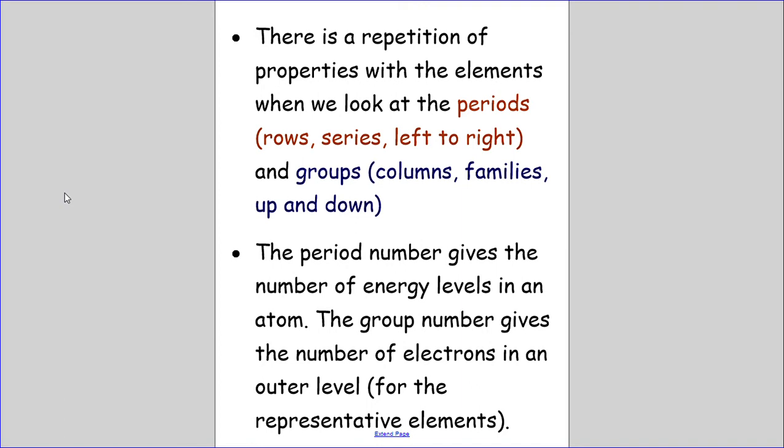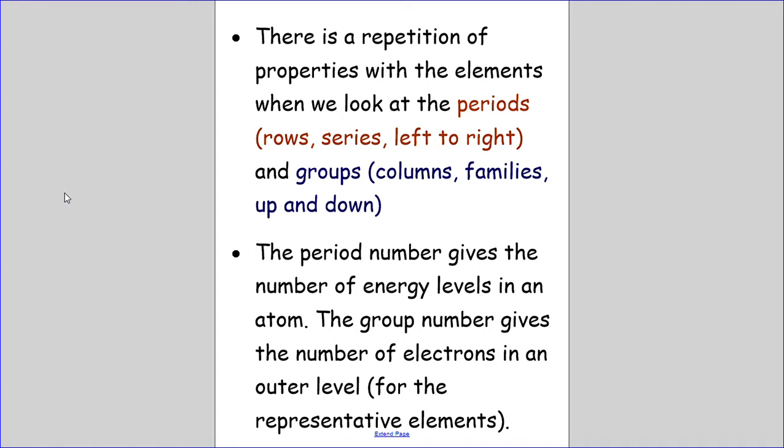There's a repetition of properties with the elements when we look at the periods. So we've got rows or series, I guess they could be called, from left to right, and groups, which are columns or families that go up and down. So the period number gives the number of energy levels in an atom. The group number gives the number of electrons in its outer level or its valence shell. And so we talk about those for the representative elements.